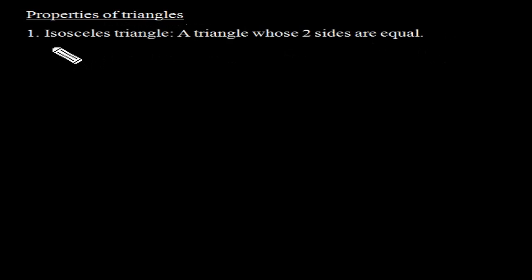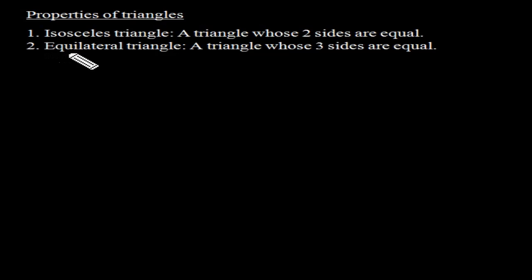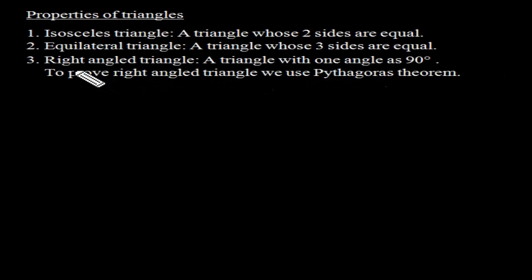Properties of triangles. The first triangle we are going to see is the isosceles triangle: a triangle whose two sides are equal. Next one is the equilateral triangle: a triangle whose three sides are equal. Third one is the right angled triangle: a triangle with one angle as 90 degrees.